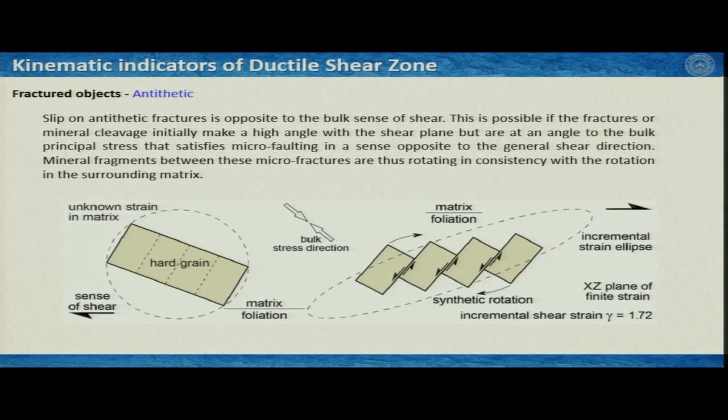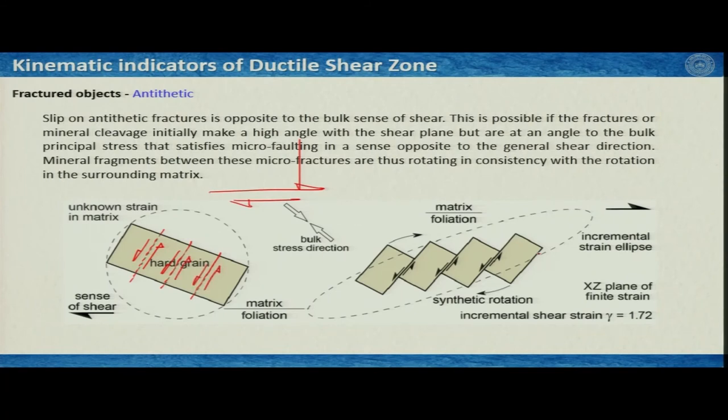And for the antithetic displacements, the initial slip on antithetic fractures is opposite to the bulk sense of shear, and that's why we have the term antithetic. This is possible if the fractures or mineral cleavage initially make a high angle with the shear plane, as you see here. So this is again the shear direction. Say for example, here we have given it as dextral, and these initial fracture planes or cleavage planes are oriented with respect to the shear plane at a high angle. If that happens, then the sense of shear changes along these fracture planes. They rotate or they slip this way.